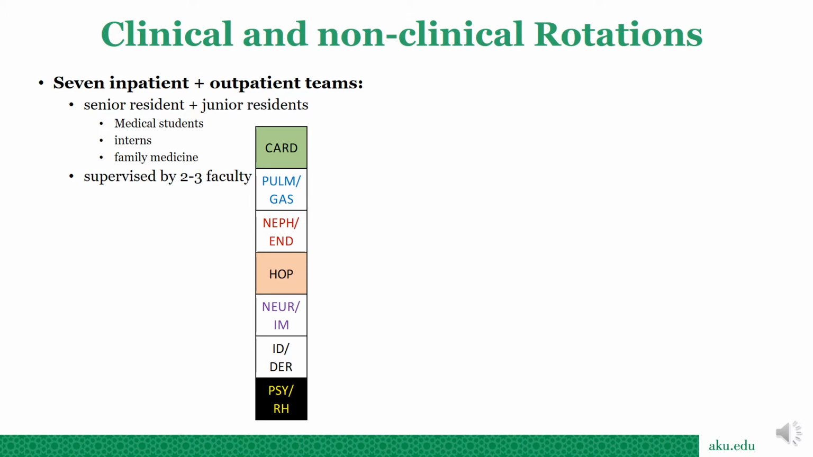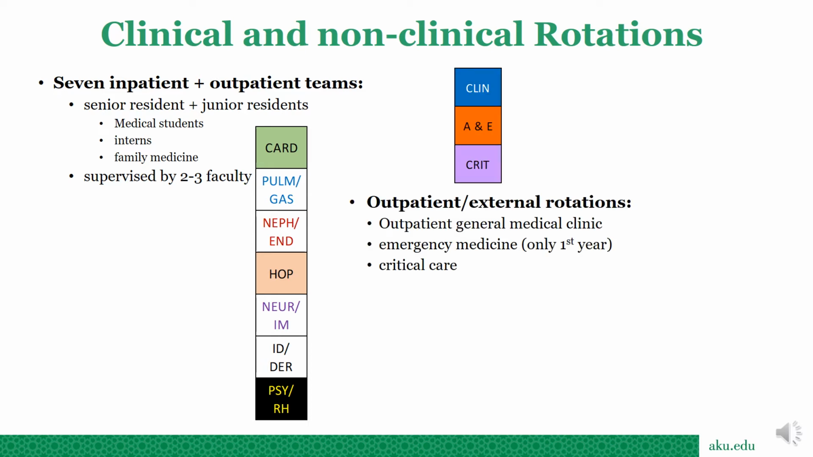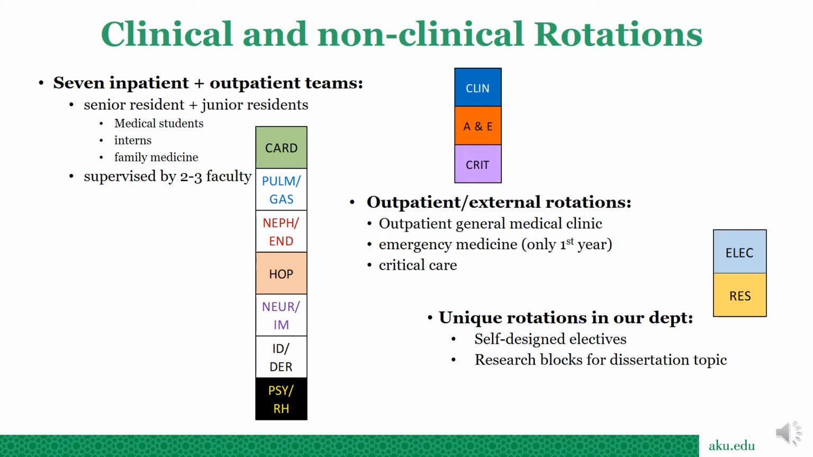Pulmonology, gastroenterology, nephrology, endocrinology, hematology, oncology, palliative care, neurology and general internal medicine, infectious diseases and dermatology, psychiatry and rheumatology. We also have external rotations in the outpatient medical clinic, emergency medicine block in the first year, and critical care rotations throughout your program. But we are unique in that we also offer self-designed elective blocks as well as research blocks that are dedicated to your dissertation topic.